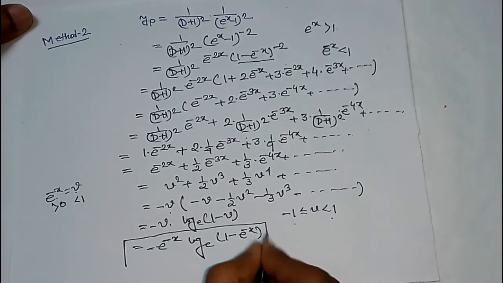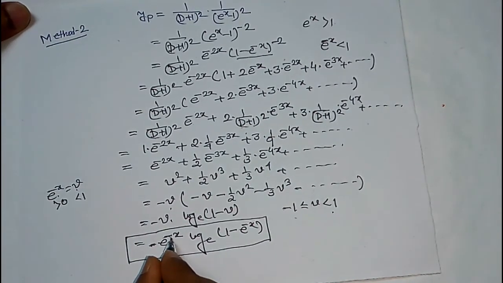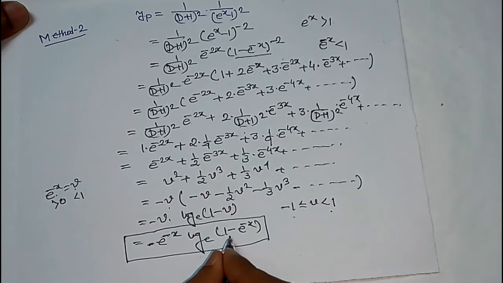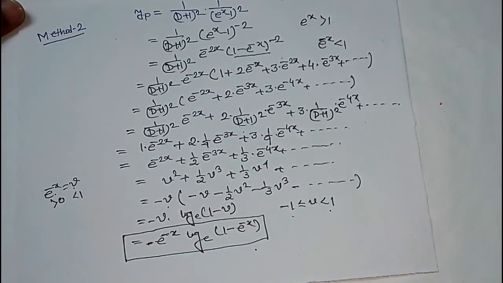This is our required particular integral or PI, that is minus of e to the power minus x log with base e of (1 minus e to the power minus x). That completes the problem. Thank you.